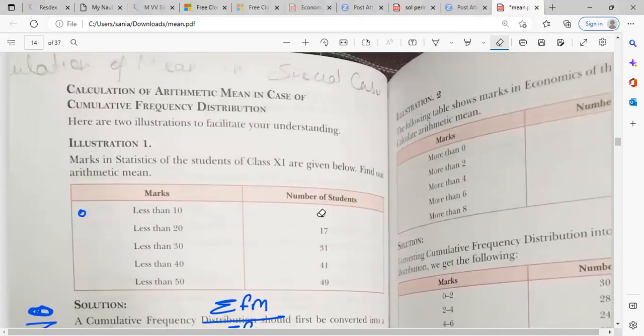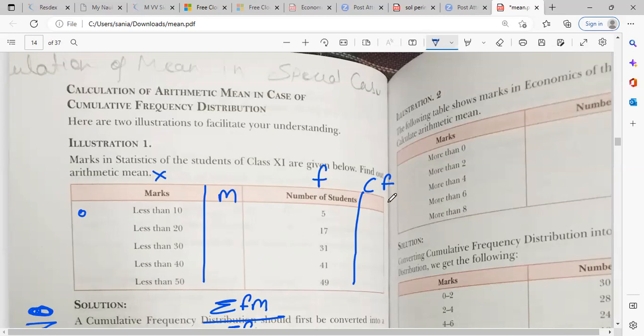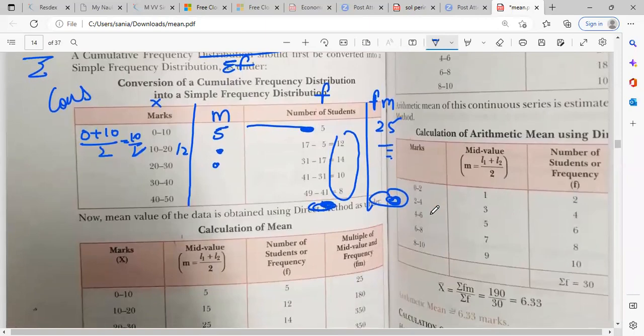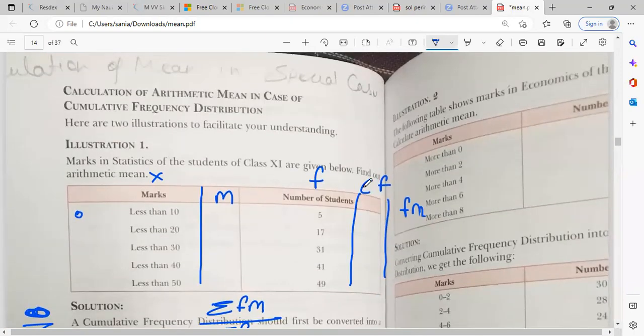I'm just showing you the question. Your first step is you will first find the cumulative frequency, which is CF. Once you get CF, you will make a table like this: M, this is X, this is your F. You will find CF, and then you are going to write Fm. Clear, everyone? Whenever we do this, we consider CF, not the F1. Though it is F, you will consider CF.